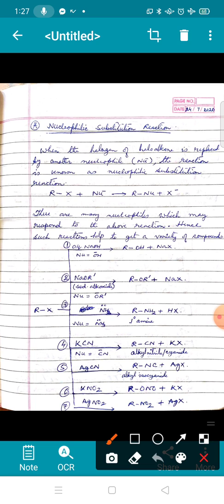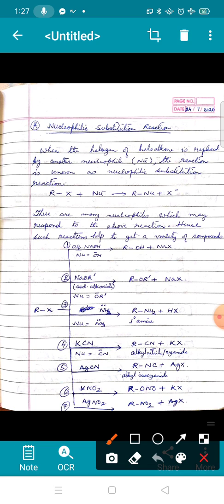This is also a name reaction which we shall be doing in the chapter alcohol, phenols and ether, which is the next chapter. This way of preparation of ether is called Williamson's ether synthesis. We'll talk about it in detail.